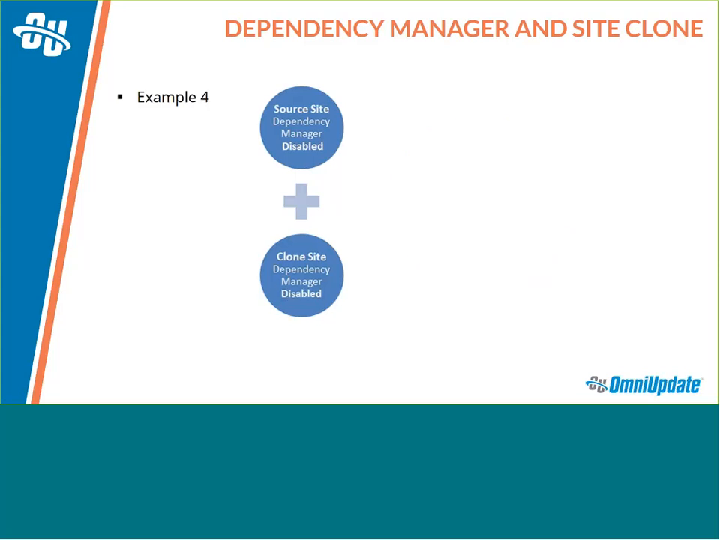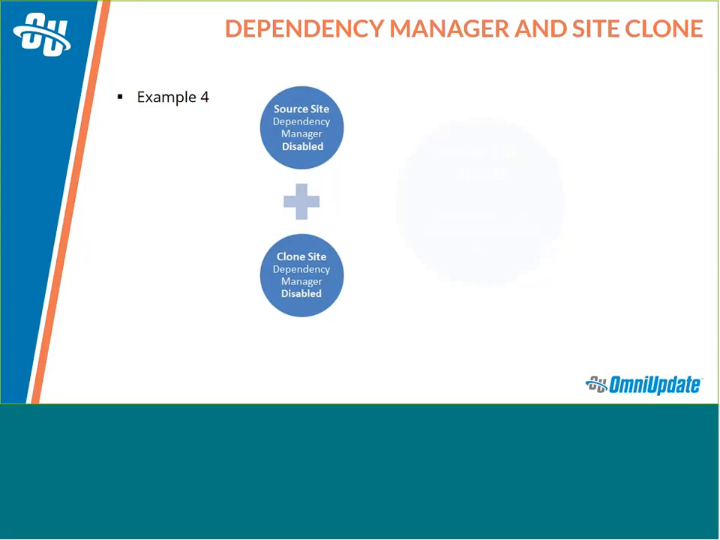The last possibility here is you could actually have Dependency Manager disabled on both the source site and on the clone site. So in this case, we're not using Dependency Manager at all. Everything's just going to be potentially manually used, or for whatever reason you don't want to use it here. And when you do this, again, you copy the site files, but there's no Dependency Manager scanning, and there's no unscanning. Nothing gets reverted either. It just is literally a true copy of the source site, whatever state that the files are in.